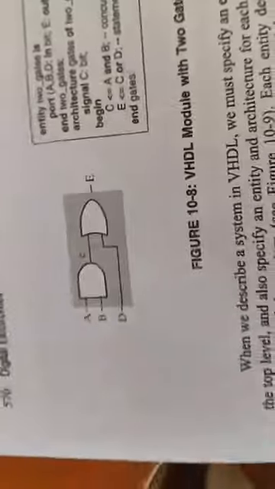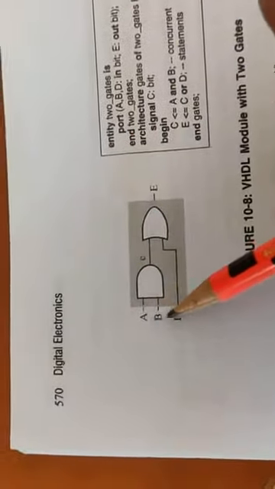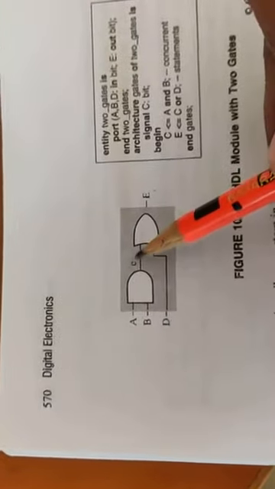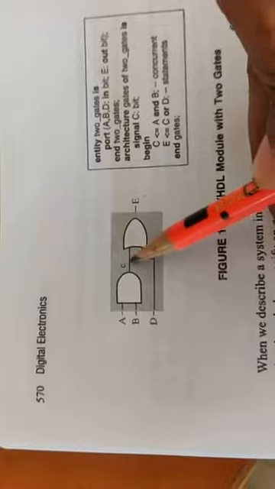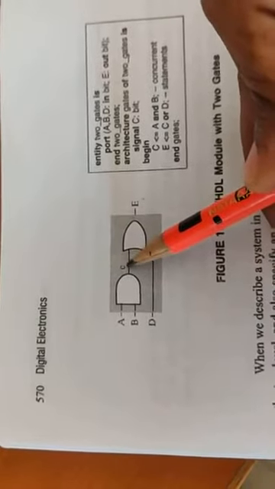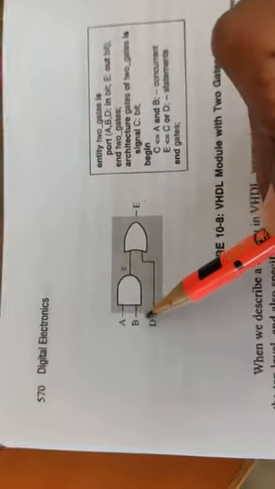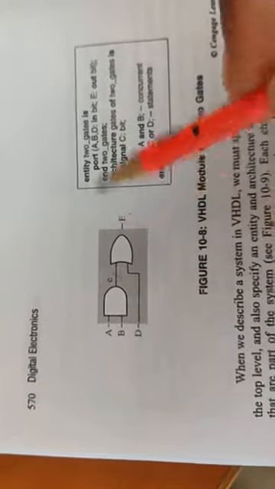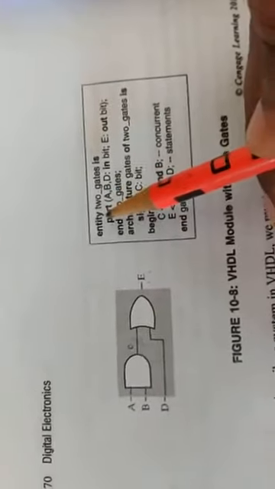Look at this circuit diagram. Which are the inputs here? A, B, D are the inputs. E is the output. Then C is an internal signal. We can't take it as an input, it's an internal signal. A, B, D are the inputs and E is the output. So you need to remember the syntax here. Exactly, you're supposed to write the same thing.